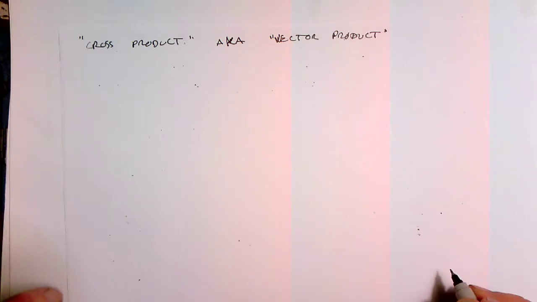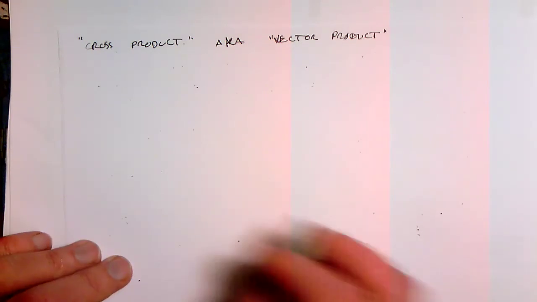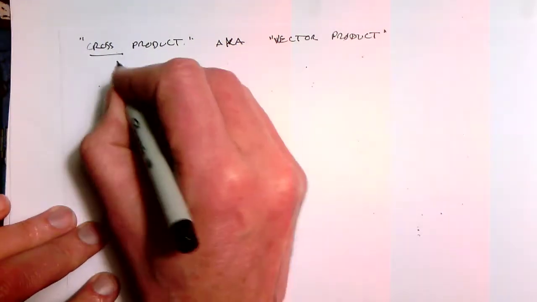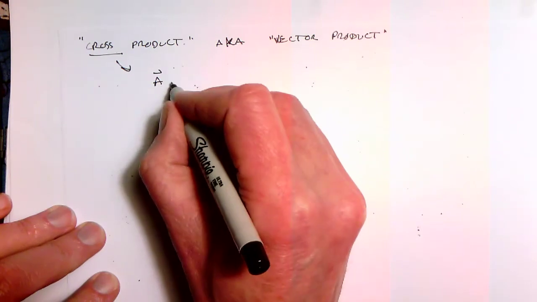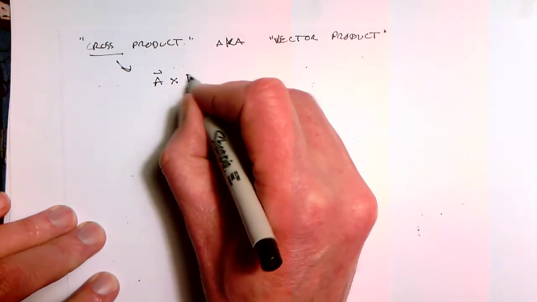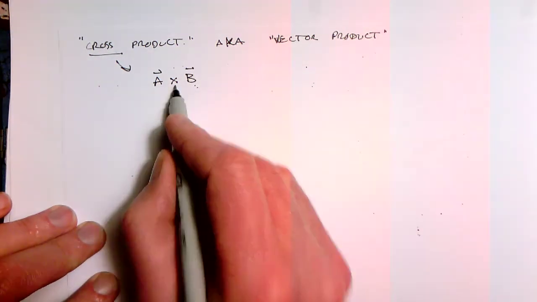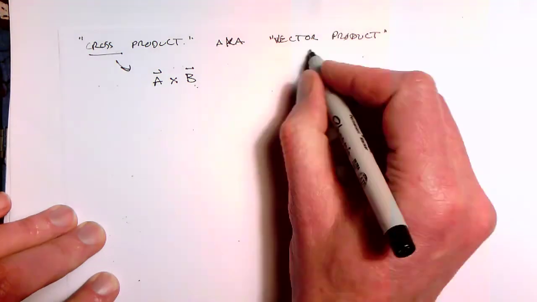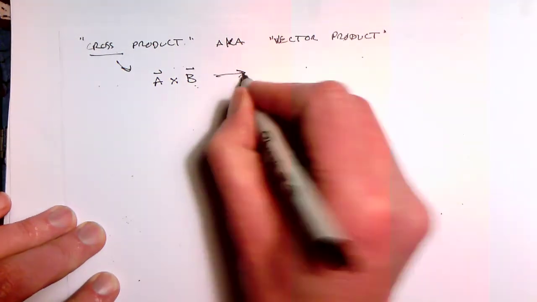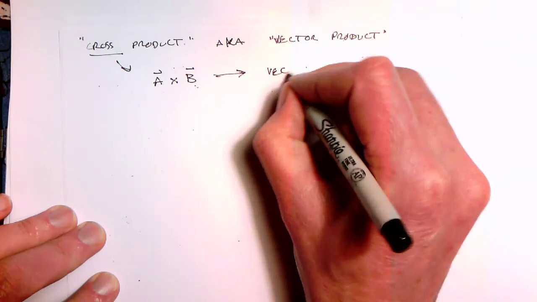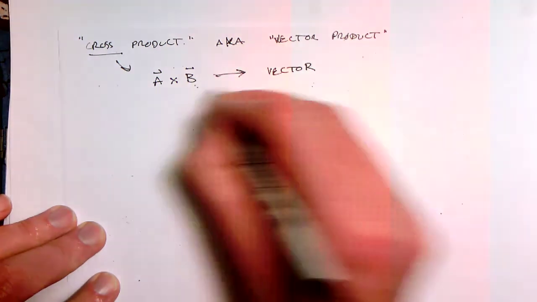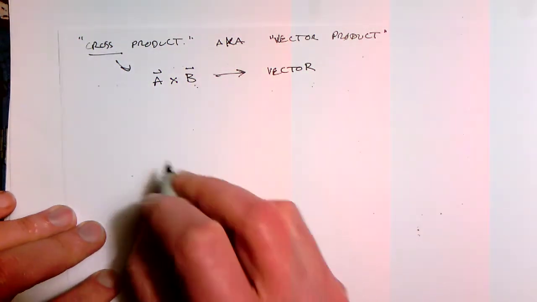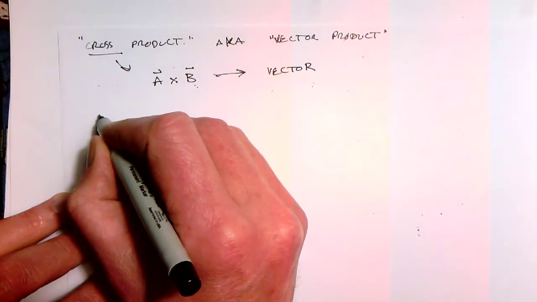And just like the scalar product or dot product, the first one tells you something about notation. So the notation for the cross product is A × B, where you've got the cross in there. And the second one tells you what it produces. It produces a vector. So you put two vectors in, you get a vector out.